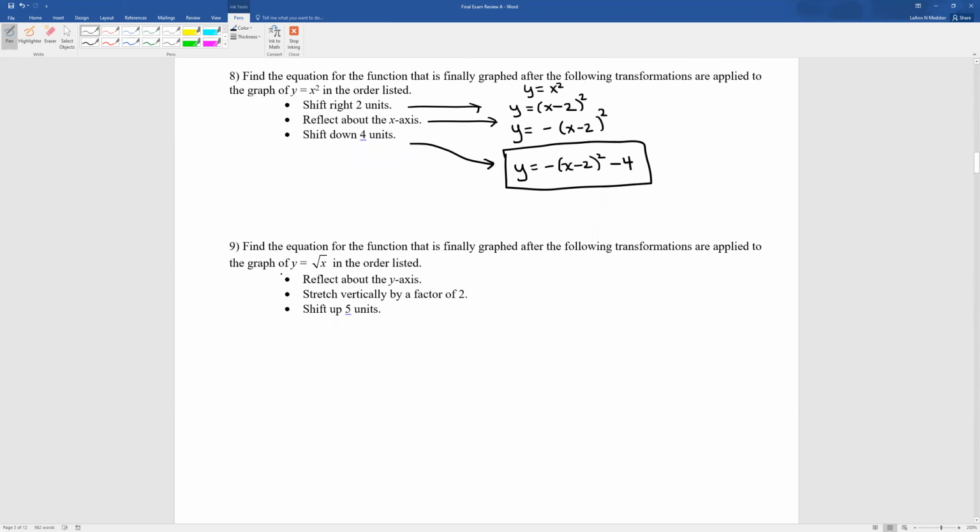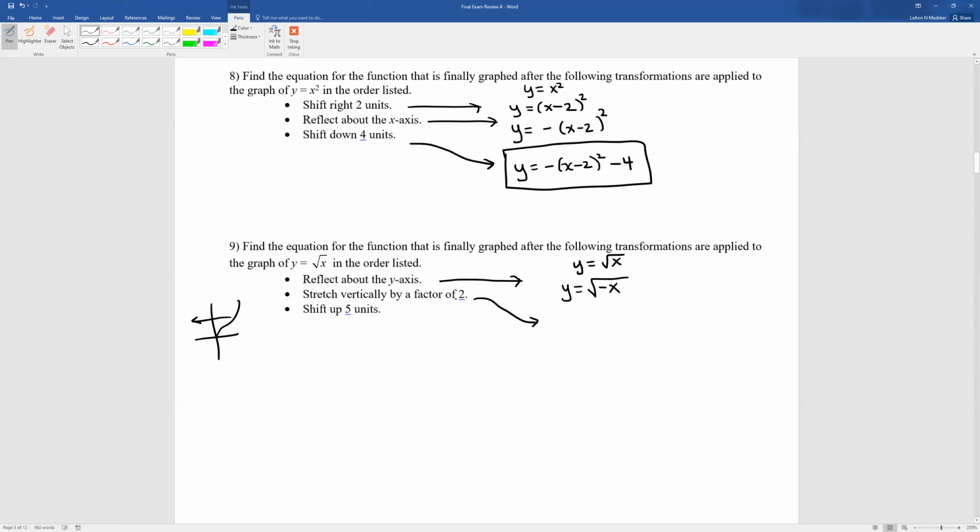Same idea, but our parent function this time is the square root of x. So reflecting across the y-axis actually means this. So say your graph looked like this, it's going to flip over here. That doesn't change the y values at all. It changes your x values. So anything that changes x values happens inside the parent function. So we multiply by a negative in front of the x inside.